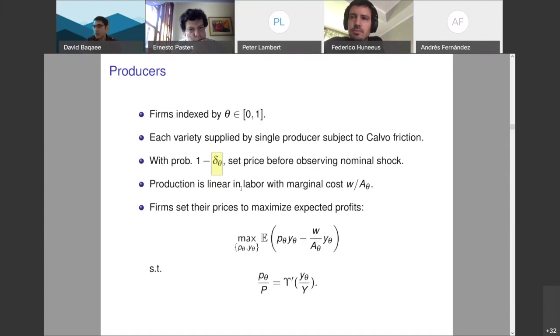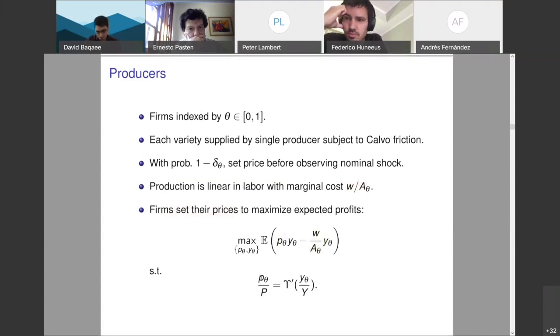So notice that we're going to allow delta to vary as a function of firm type. We don't have to do that, but we're just going to do it so we can see how that's going to affect the results. And finally, production is linear in labor with a marginal cost that's going to be given by the wage divided by the productivity shifter of the firm, which is type dependent. So as I said, high types have high productivity, which means they have lower marginal cost. So firms are going to set their prices to maximize expected profits. And so expected profits is just sales minus costs, subject to this downward sloping residual demand curve.